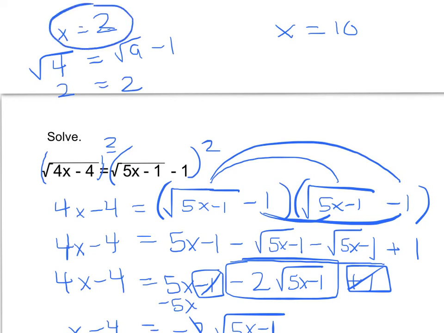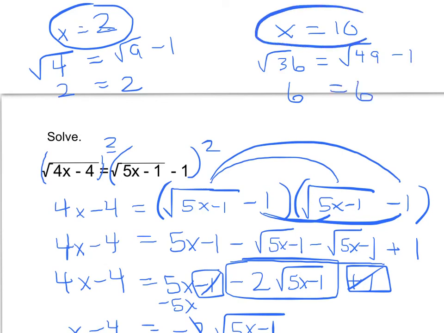Then I'll do 10, 4 times 10 is 40, minus 4 is 36, and the square root of 36 is 6. 5 times 10 is 50, minus 1 is root 49, minus 1, square root of 49 is 7, 7 minus 1 is 6, and that appears to work. So no extraneous solutions in this problem. And that is the end of the challenging solving problems.